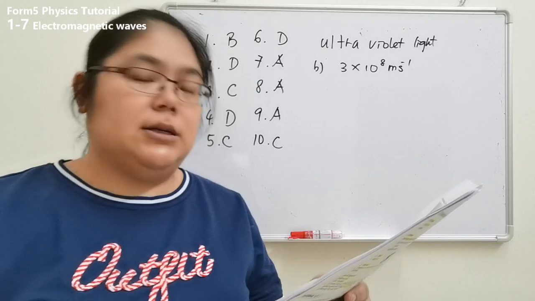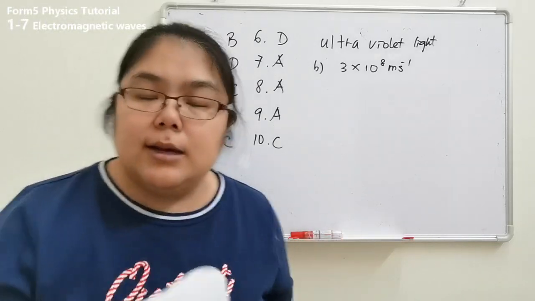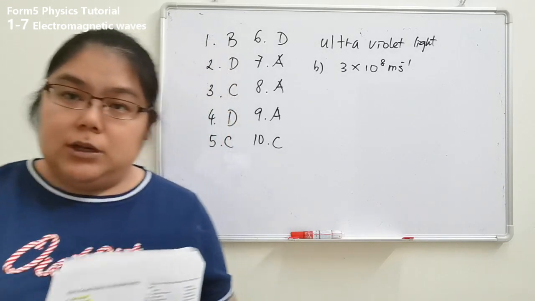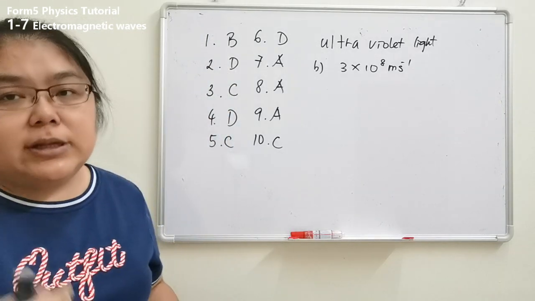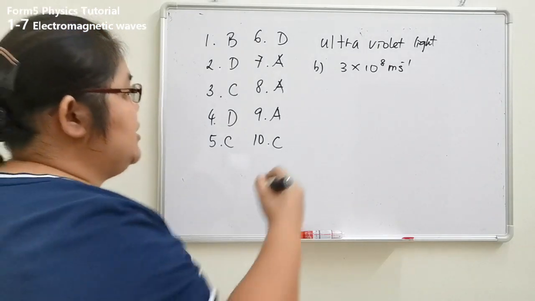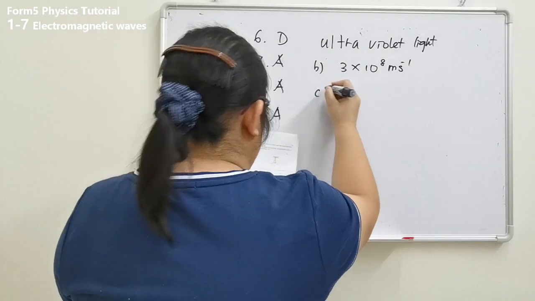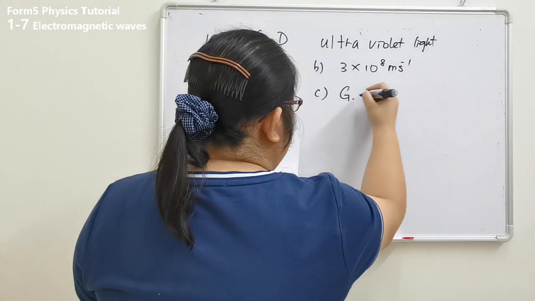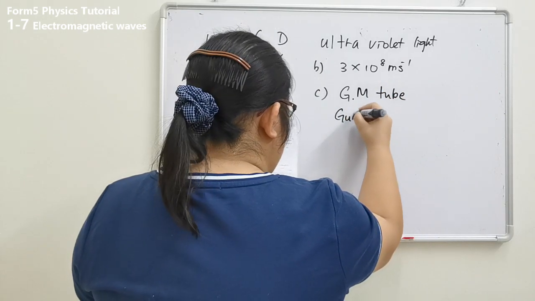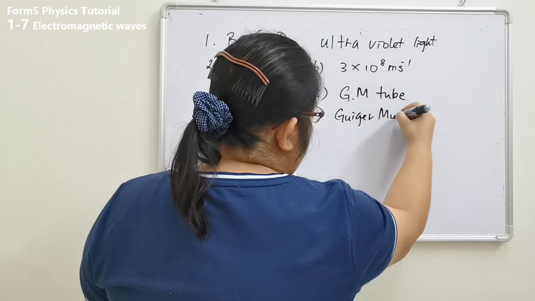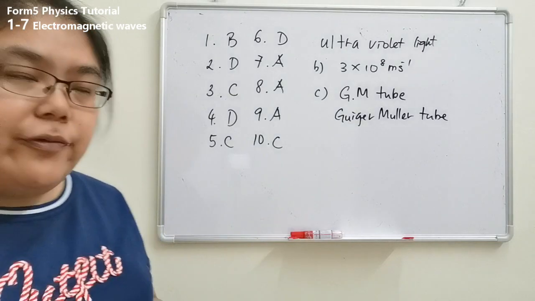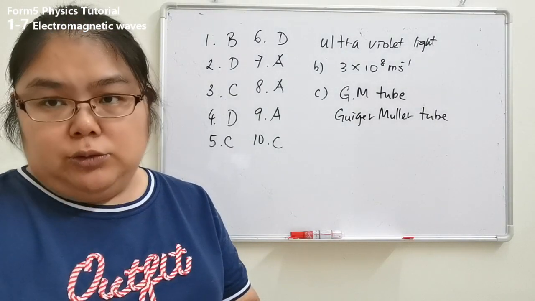Okay, next one, C. Name the apparatus to detect the gamma ray. Okay, this one I think you not yet learned. This one is radioactive, the last topic for the chapter, for Form 5. So how are we going to detect the radioactive radiation, alpha, beta, and gamma? So we're using the, okay, C is GM tube. It stands for Geiger Muller tube. This one is a short form, and you can write the short form with capital letters, GM tube.